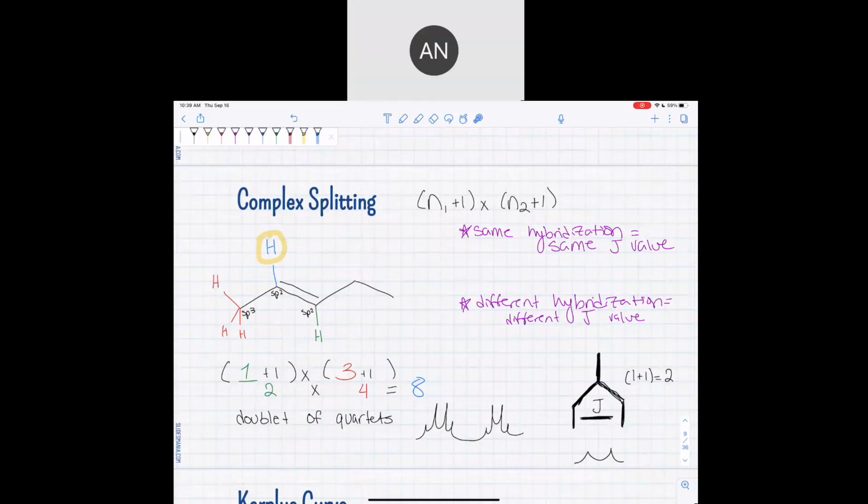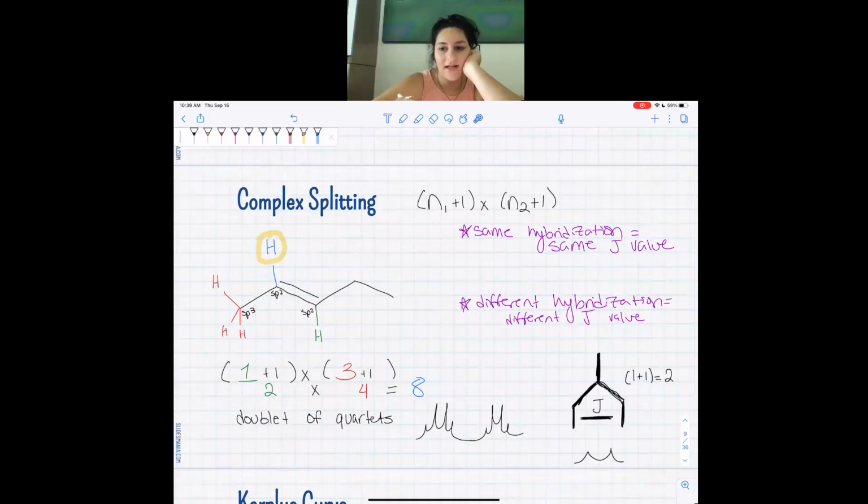Okay, cool, good. And then 8 is not the J value, 8 is the multiplicity. So if he were to ask what's the multiplicity and splitting of this blue hydrogen right here, 8 would be the multiplicity, the number of peaks. The J value is not the number of peaks, it's the distance between the peaks. If we were looking at a spectrum, that would be this distance right here.